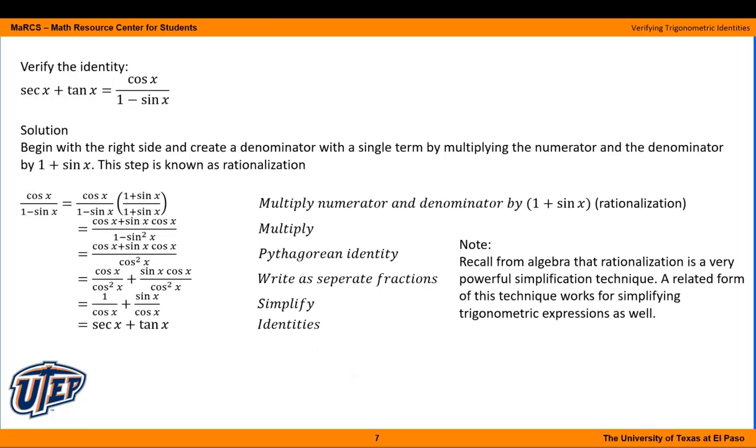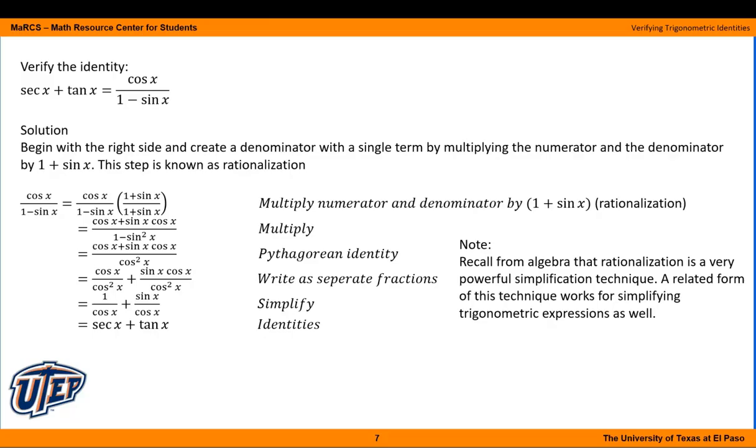This example introduces an important technique called rationalization. We begin with the right side because it is more complicated. The denominator contains 1 minus sine x. To simplify it, we multiply both the numerator and denominator by 1 plus sine x. This creates a denominator of 1 minus sine squared x.